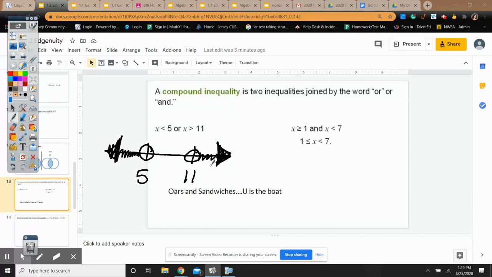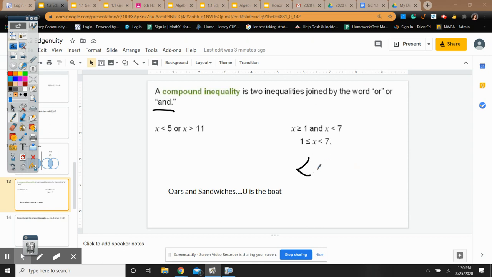So what I tell kids is if it is an or statement, when you graph it, it kind of looks like oars of a boat. Like, you know, row, row, row your boat. Like if I draw the boat in here, like you can't see me, I'm rowing a boat. So if you think of oars, and then if you think of the U for union as that boat, those are union statements.